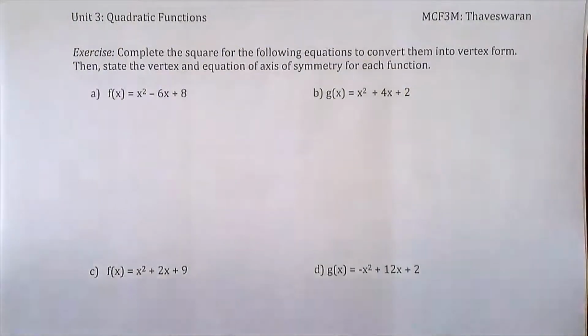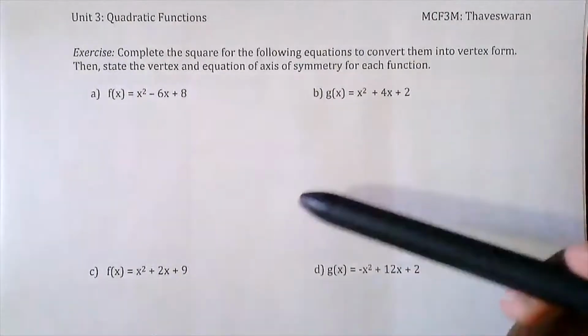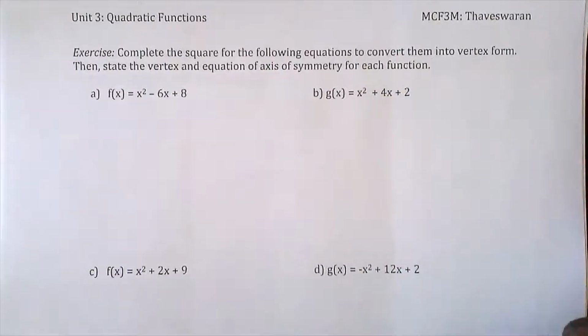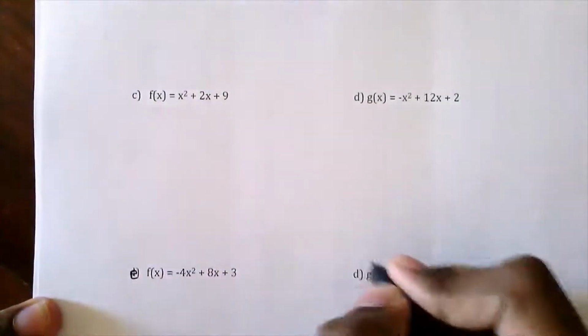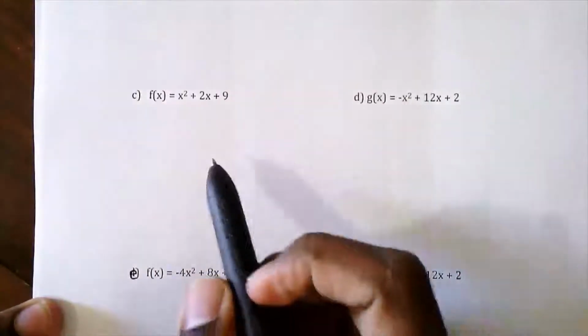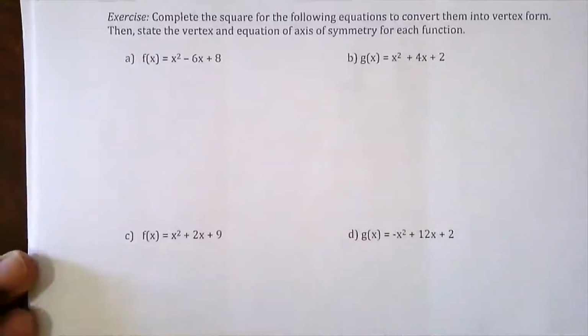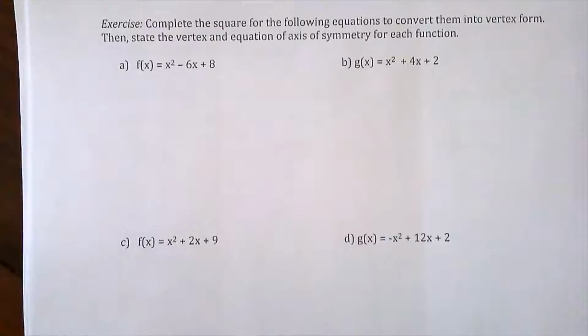So let's complete this exercise. It says complete the square for the following equations to convert them into vertex form, then state the vertex and equation of axis of symmetry for each function. Well, I'm going to do B, D, as well as, there are multiple D's at the bottom of the page, so I'm going to do B, D, and E with you. And you're going to do A, C, and F, and then send them to me via our Google Classroom.